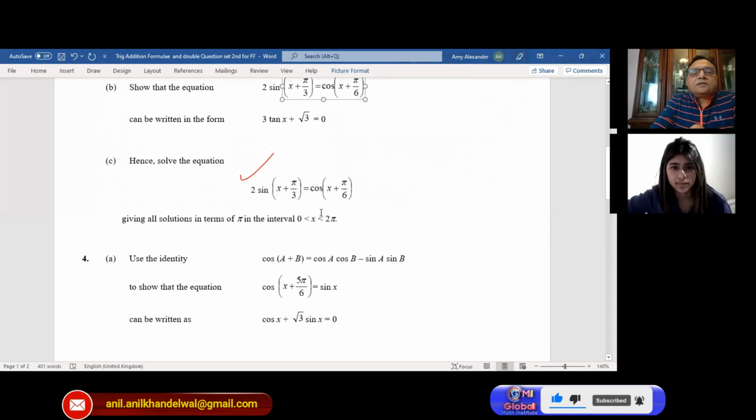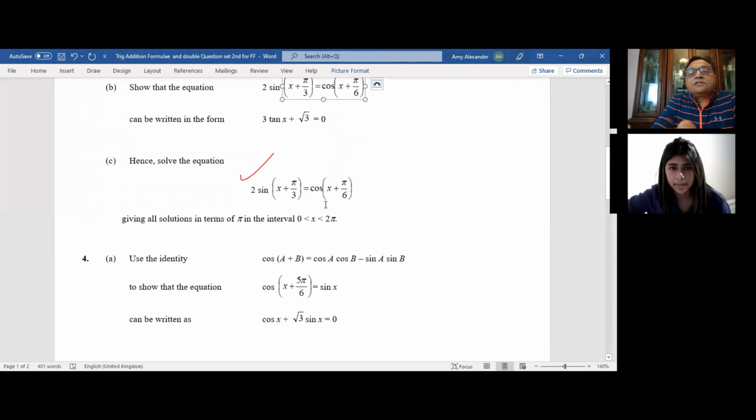Now it says this can be written in this form: 3 tan x plus square root 3 equals 0, right? So how did you get this part? Oh yeah, the first part that I said. Because tan is divided by this and you got the result, right? Okay, so that's clear to you. Very good.